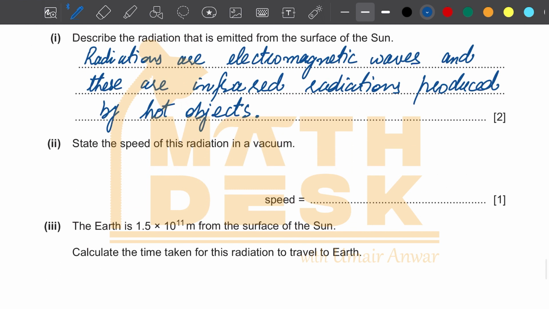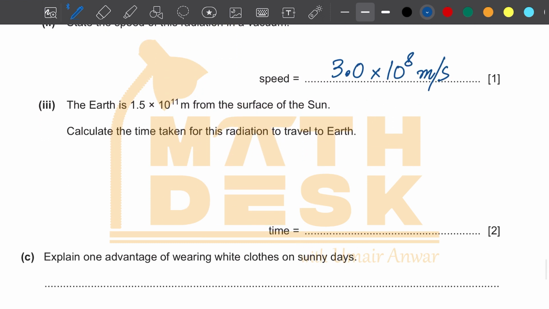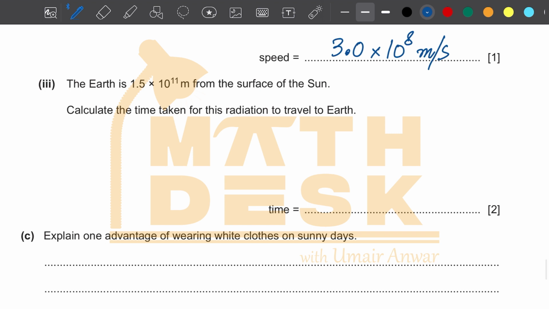Okay, the next part says state the speed of the radiation in the vacuum. So in a vacuum, the speed of electromagnetic waves is 3.0 × 10^8 meters per second. The earth is at 1.5 × 10^11 meters from the surface of the sun. So the distance is given to us. Calculate the time taken. We have to find the time taken for the radiation to travel to earth.